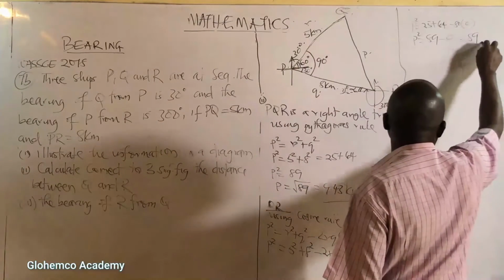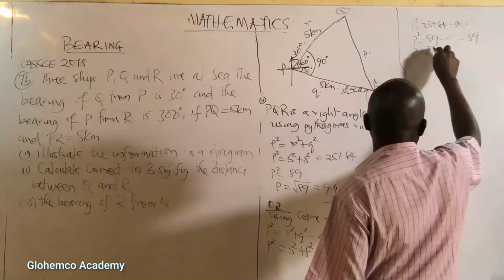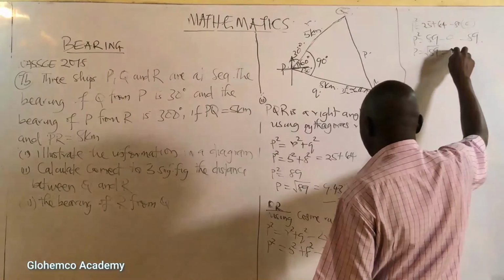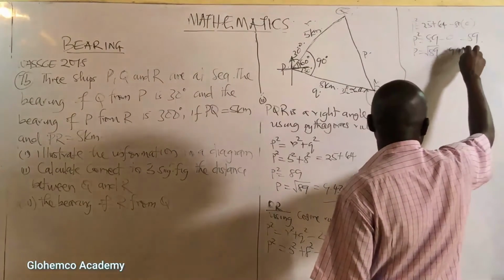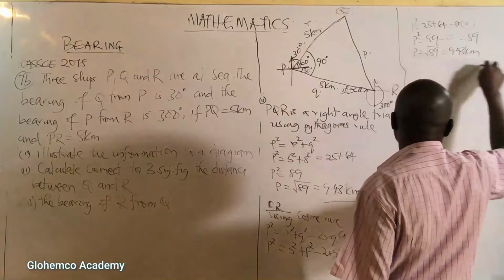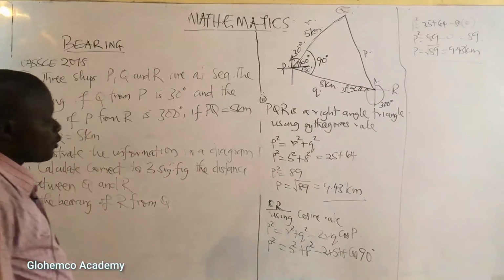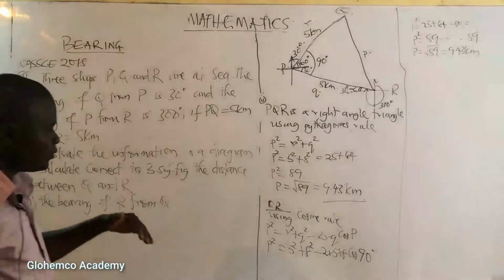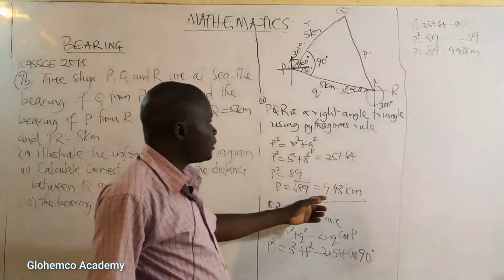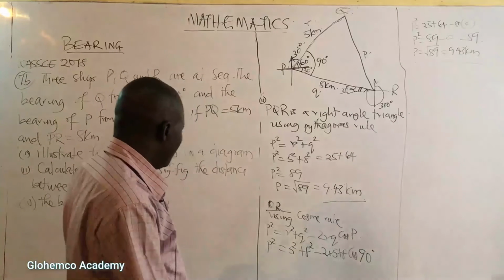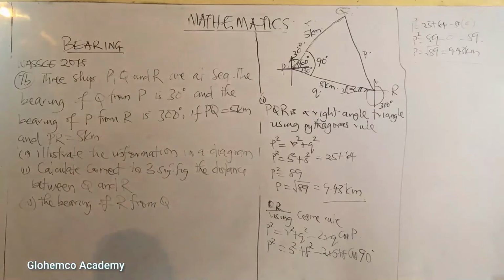So that means 89. Then our P still becomes square root of 89, which is 9.43 kilometers. This is the second method that you can still use to solve the problem. So when you use the second method, you still arrive at the same answer, which is still 9.43 kilometers. And that gives us the solution to question number 2 of the question given to us.